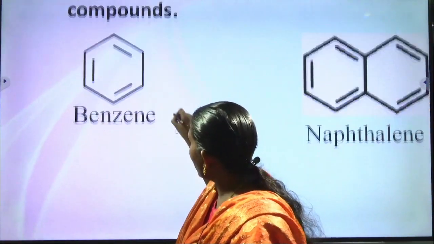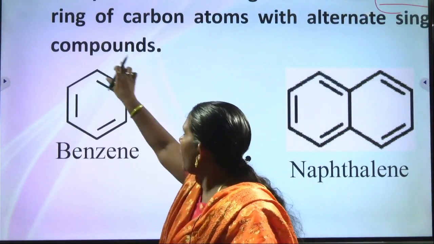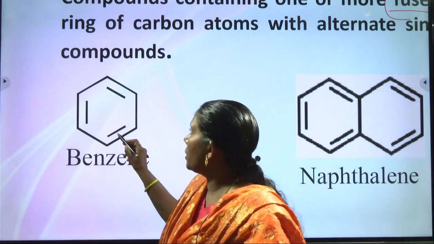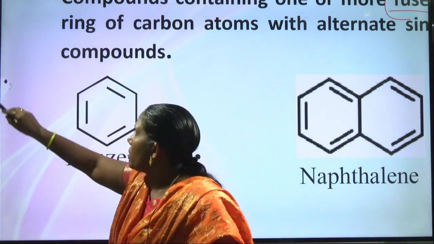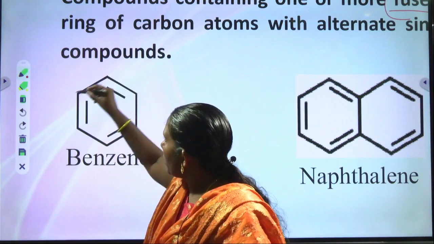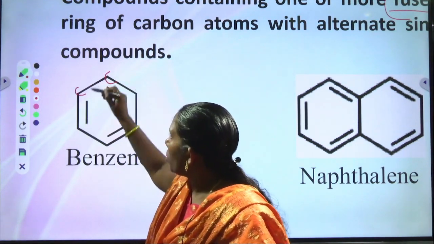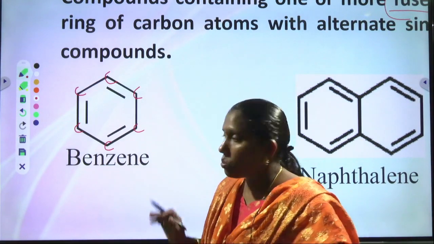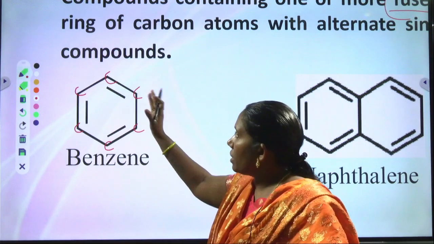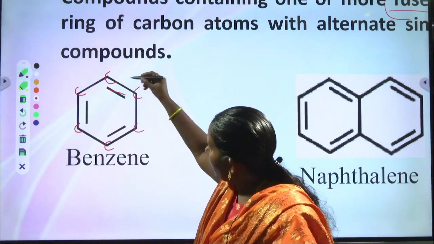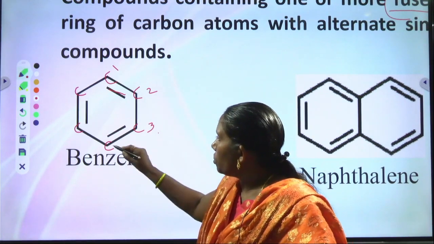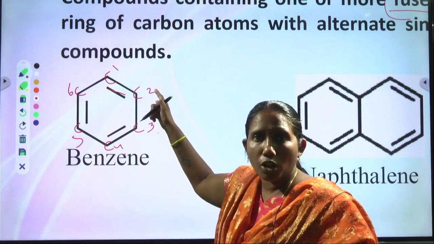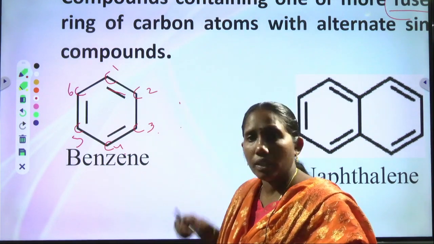If you see here, it has alternate double bonds. Here 1, here 2, here 3, alternate. I said each one is 1 carbon. Here each one represents 1 carbon. Here 1 carbon, here 1 carbon, here 1 carbon, here 1 carbon, and here 1 carbon. Each one represents 1 carbon, so it has 6 carbons, and there will be the alternate, means suppose I write numbering here 1, 2, 3, 4, 5, 6. If you observe, the double bond is between 1 and 2 carbon, but there is no double bond between 2 and 3.